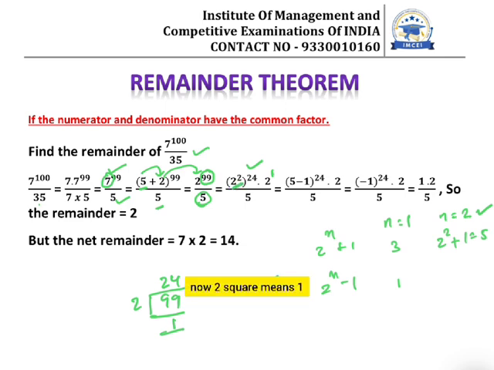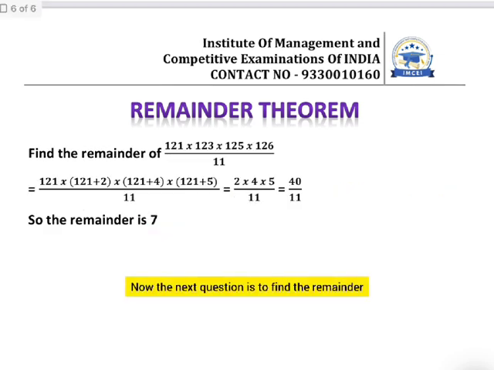Now 2 square means 1 less than 5, so we can express it in the form of 5 minus 1. Now here 5 is divisible by 5, so minus 1 is left. Minus 1 to the power even number will give us 1 only. So 1 into 2 is 2. So finally the remainder is 2. But as we have taken 7 as a factor, the net remainder will be 7 into 2, which is 14. Now the next question is to find the remainder of this expression.